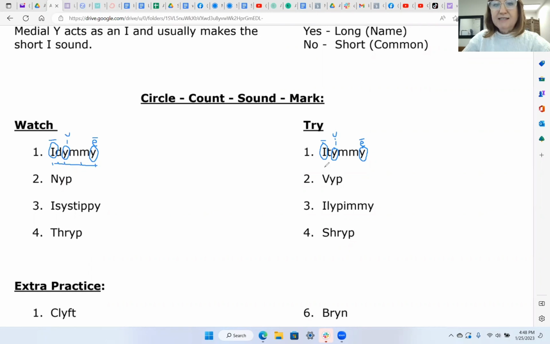When you pencil read this word, it's I, T, I, M, E. I-timmy. I-timmy. Yeah? Nice. Okay, here's a fun one.